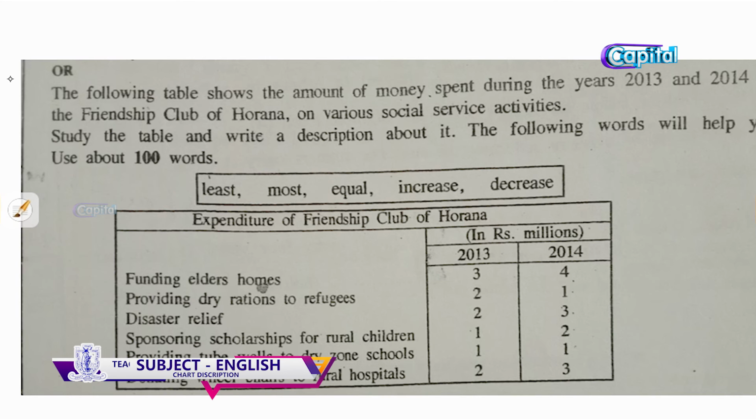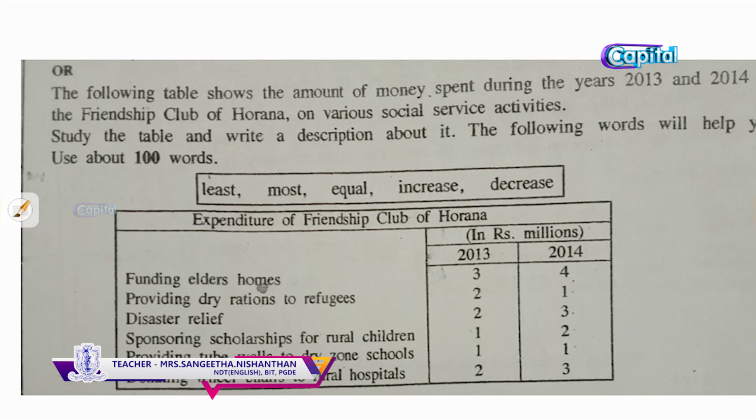Right. This is another table. It is also from your GCE O-level final examination paper. The following table shows the amount of money spent during the years 2013 and 2014 by the Friendship Club of Horana on various social service activities. Study the table and write a description about it.